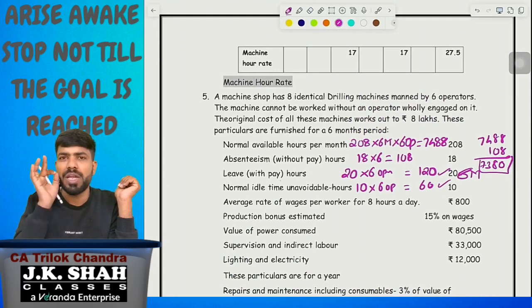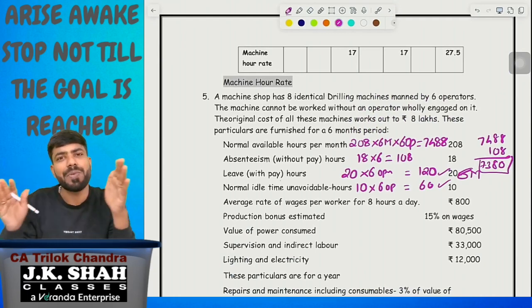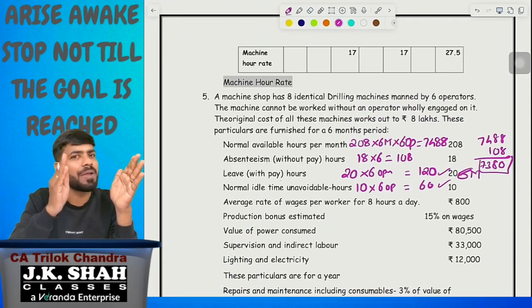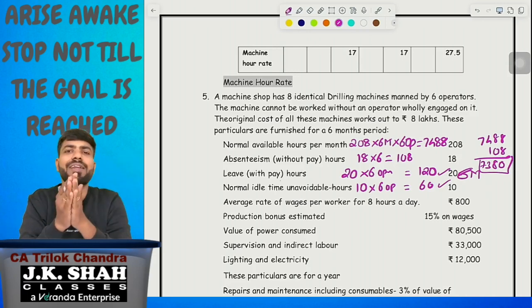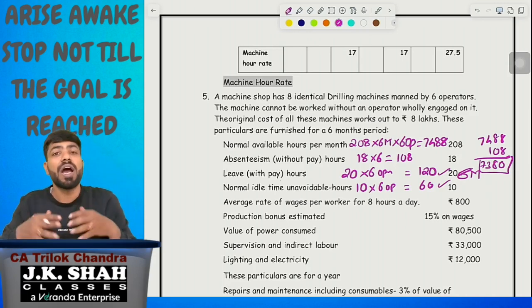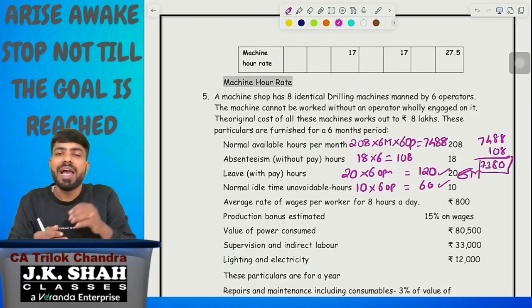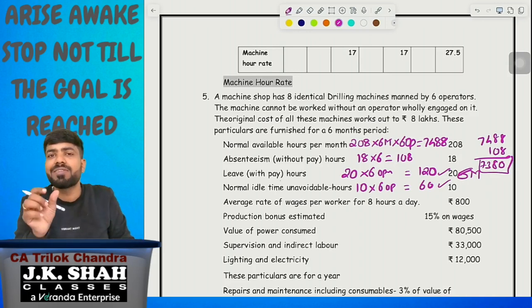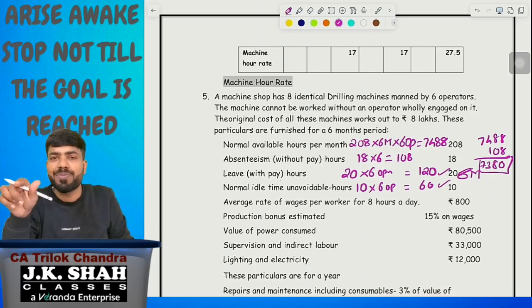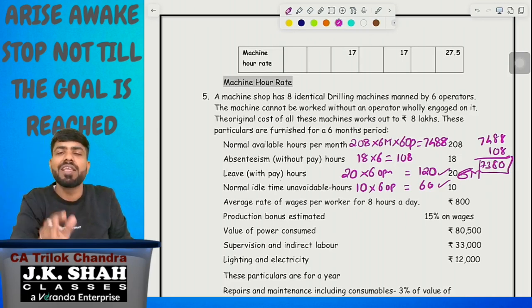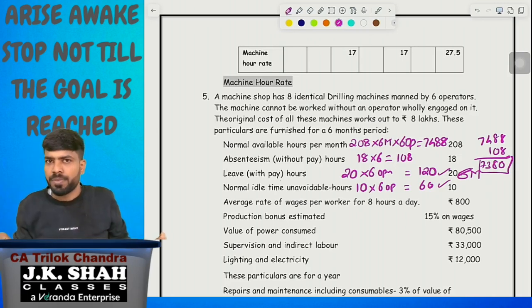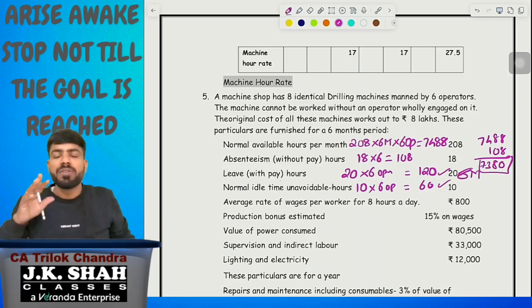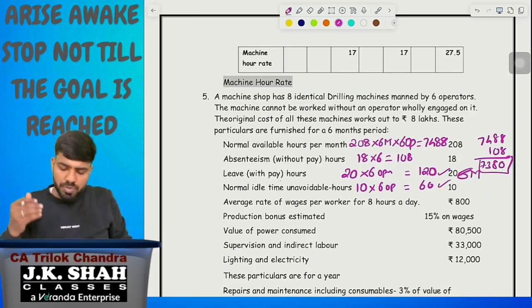I am discussing only the operator wages. I will go step by step. Understand the question properly, very important question. I am calculating operator wages, so I require the hours paid. As they mentioned very clearly in the question, within the 6 months, for 18 hours there will be absenteeism without pay, so they are not going to make the payment. I am taking it for the 6 operators. So 18 into 6, 108.